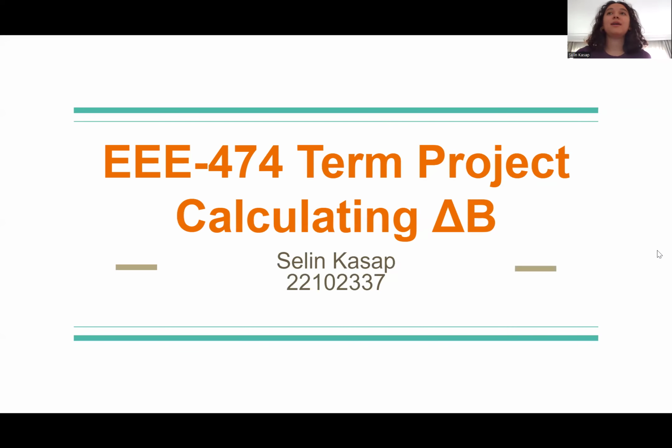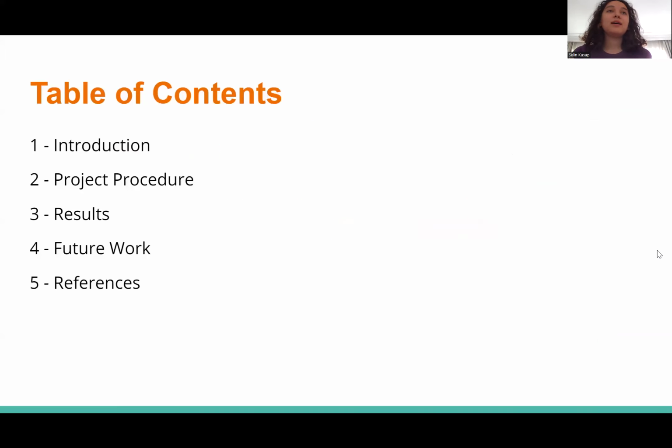Let me share my screen. My project is about calculating delta B. And here is the table of contents. I will first start by introducing the B0 static magnetic field, and then I will continue with my project procedure, my results, and future work. And finally, I will end my presentation with the references.